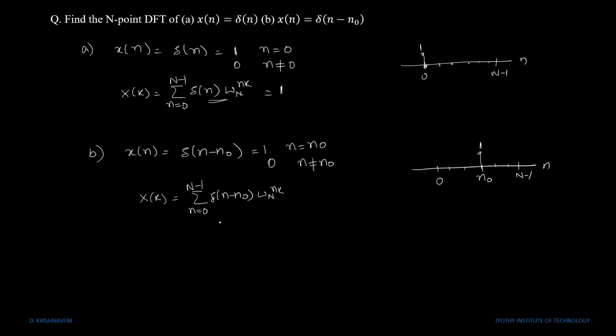So you substitute the condition, this particular product exists only at n equal to n naught. So you substitute n is equal to n naught. So at n equal to n naught, delta of n minus n naught is 1, and this will be W_N to the power of n naught k when you substitute n is equal to n naught. So the DFT of delta of n minus n naught is W_N to the power of n naught k.